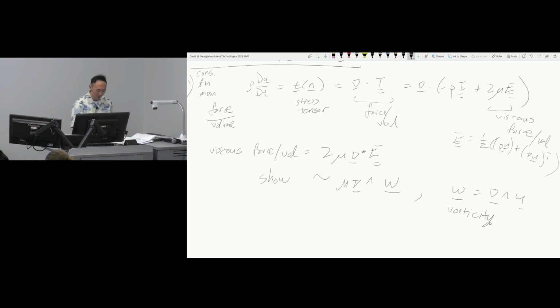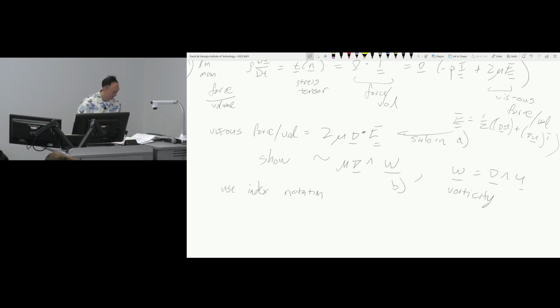So what I would do, if I was you, is use index notation to show that they're equal. Sub in for part A, and use index notation for part B, and show that these two are equal. Index notation is really not so bad. Does anyone have questions? And this proportionality means equal up to a constant, so there could be a constant there, positive or negative.